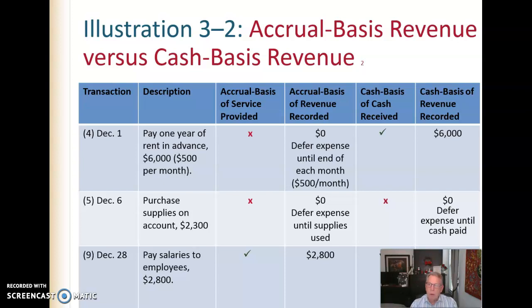December 6th, we're going to purchase some supplies on account. Again, we haven't paid for them, but we're going to record that as a debit to inventory or supplies and a credit to accounts payable. So that does not hit the income statement. It will hit the income statement as we use those supplies, as those supplies are used up to help generate revenue. But under cash basis accounting, we're going to defer that expense until we actually pay some cash. Tricky, eh?